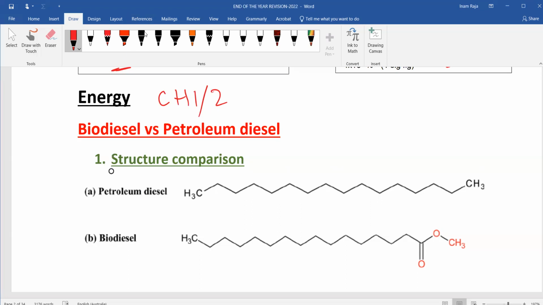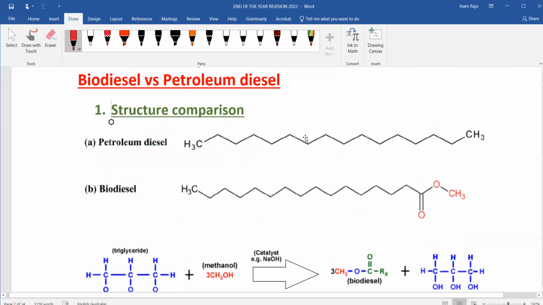So make sure you go to these chapters in your textbook, and towards the end read the summary points, and you have tables there. What is the difference between biofuel and this and that? Read all, basically memorize those. So I'll quickly go over some concepts there.